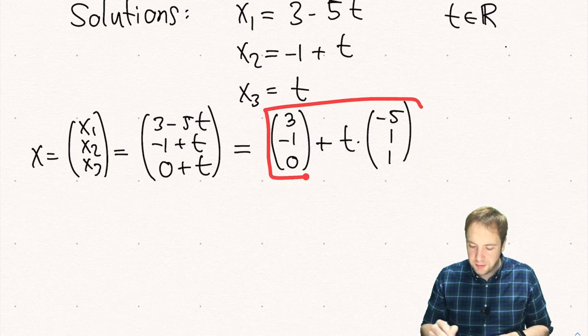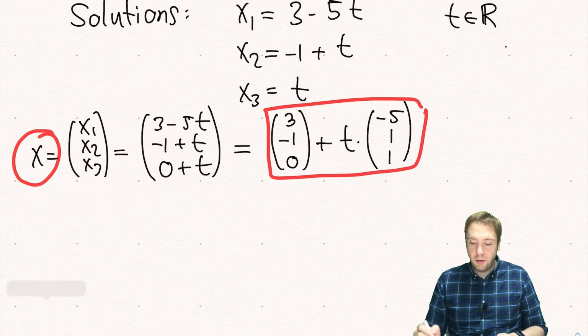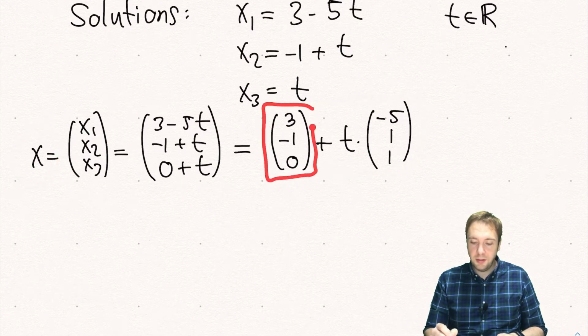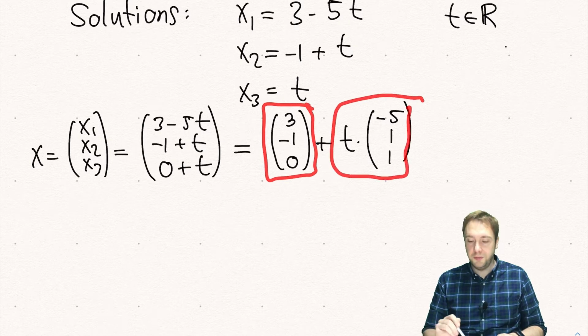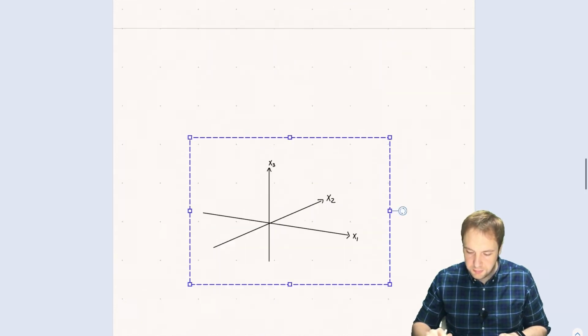And now we can interpret this. What does this mean? The vectors x such that Ax equals b are all those vectors where I take this vector plus a multiple of this vector. And this one can visualize. So let's get this here.